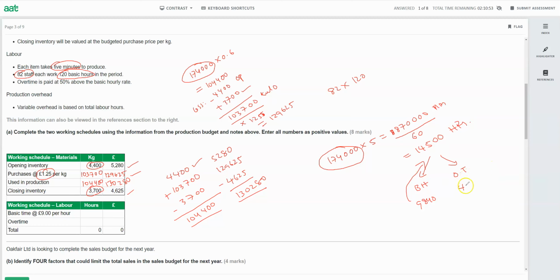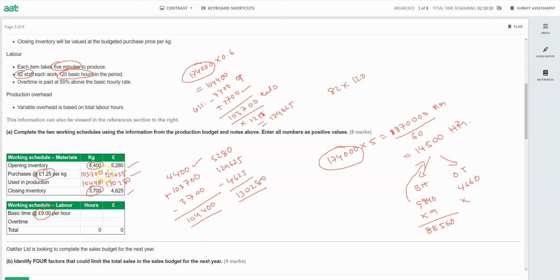So if you find the difference now, 14,500 minus 9,840, this difference will be the overtime hours. So the overtime we have 4,660. Now we have to multiply with the rate. Now the basic rate and the overtime rate are different. The question already gave us the basic rate, and the basic rate is £9 per hour. So 9,840 multiply 9 will give me 88,560. That's my total basic pay.